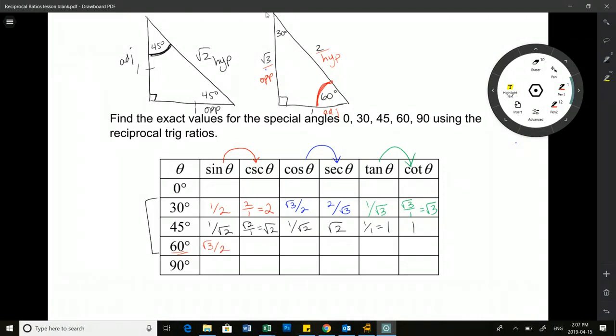Okay, and then for cosecant, we just flip. So I'll get 2 over root 3. This can also be written as 2 root 3 over 3.